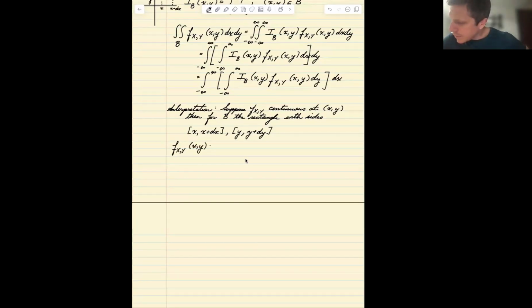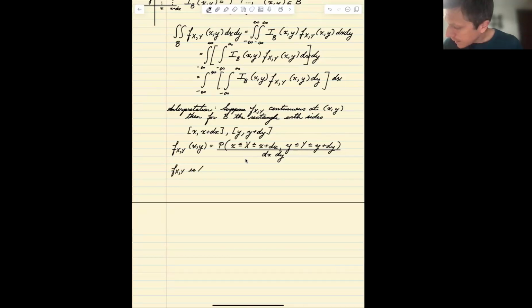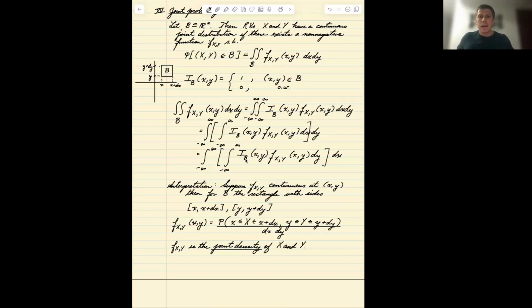Then the density we interpret as the probability that X is between x and x plus dx, and Y is between y and y plus dy, divided by dx dy. dx dy is the size of the rectangle, so it's the amount of probability mass per unit of area. Then f of (x, y) is the joint density of X and Y. It behaves and is used in much the same way as densities in the continuous case for ordinary continuous random variables. But it is in two dimensions, and there are some aspects to it that are special and need to be discussed in detail.